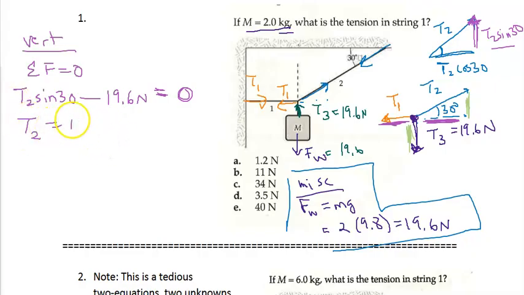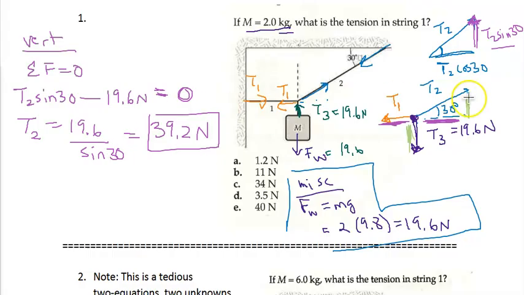So that tells you T2 is 19.6 over sine of 30, which is 39.2. So now we know the magnitude of this is 39.2, which will let us find the horizontal part, this purple thing right here.